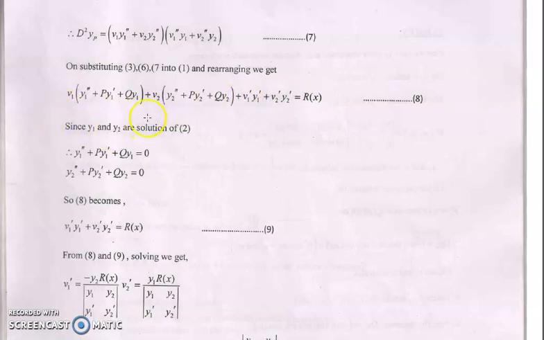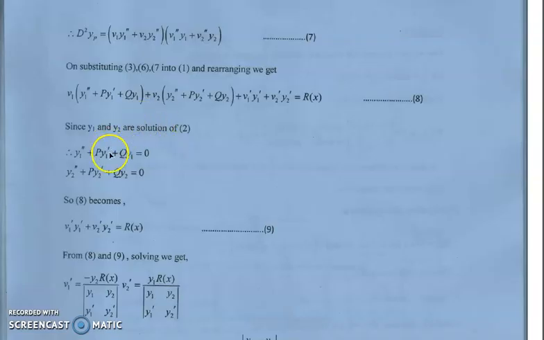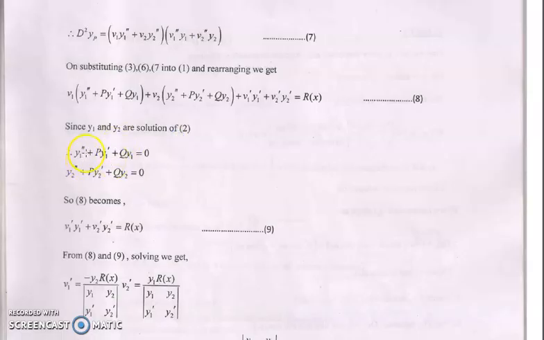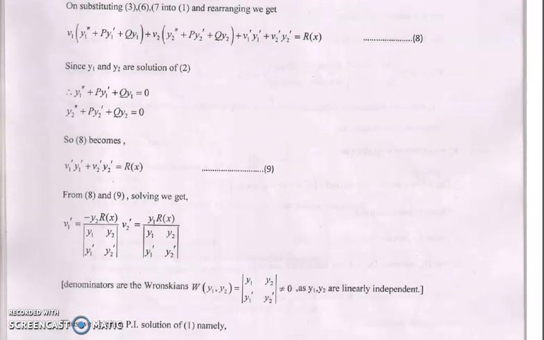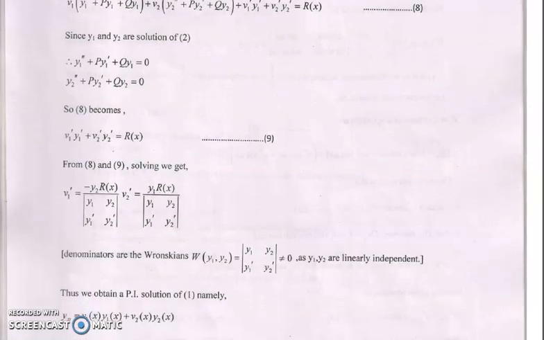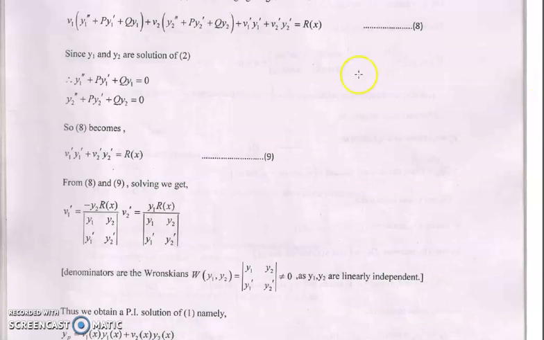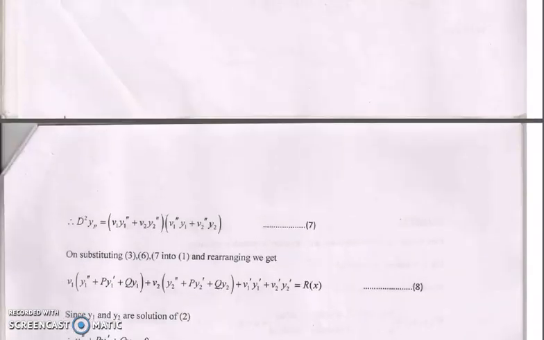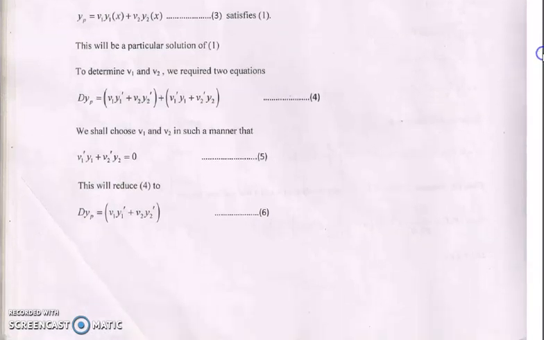Since y1 and y2 are solutions of 2, the equation y2 double dash plus p y1 dash plus q y1 equals 0, and this equation reduces to this. From 8 and 9, when we solve this, we get v1 dash y1 dash plus v2 dash y2 dash equals rx. Solving for v1 and v2, here we just mention that it should not be 8, that should be your 5.